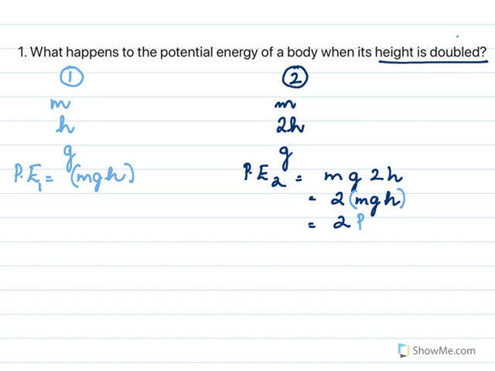So here I'll write potential energy 1. So potential energy 2 is 2 times potential energy 1. So I can say the potential energy also doubles.